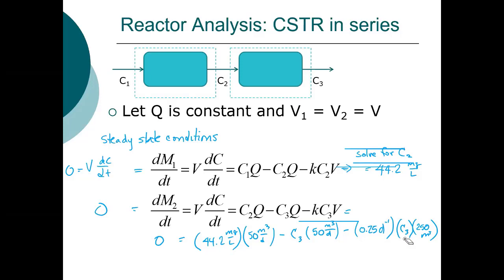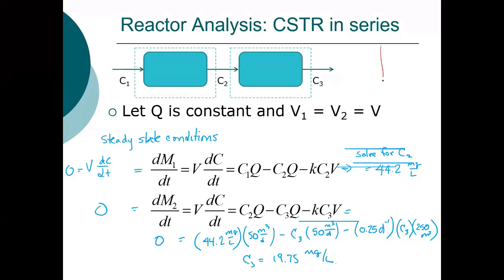And notice here, I have units. I haven't converted. I could convert in 1,000 liters per cubic meter. I could convert it, but I'm going to have 1,000 liters per cubic meter in every product, so it cancels out. And C3 is equal to 19.75 milligrams per liter. So significantly less.